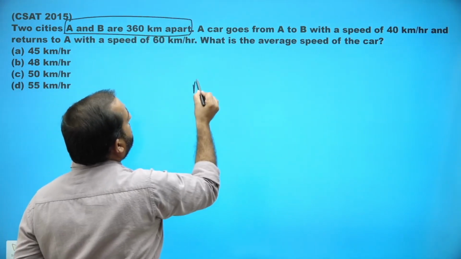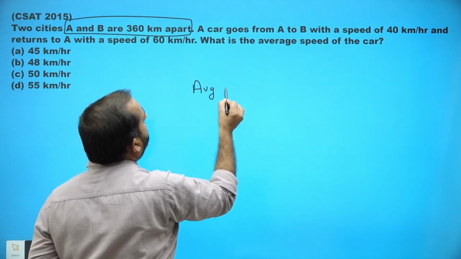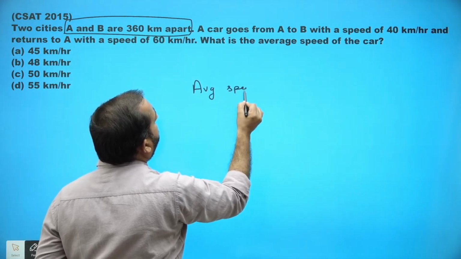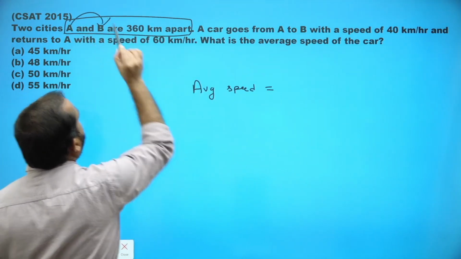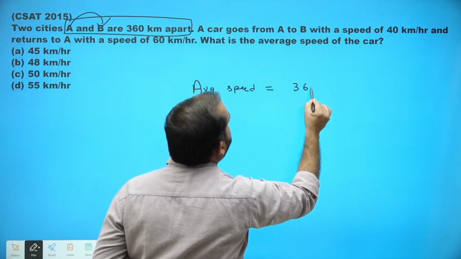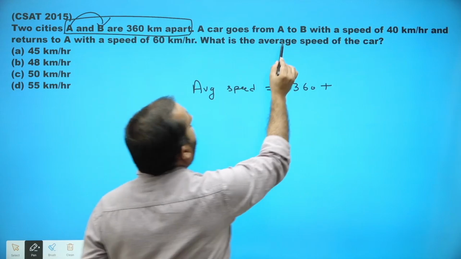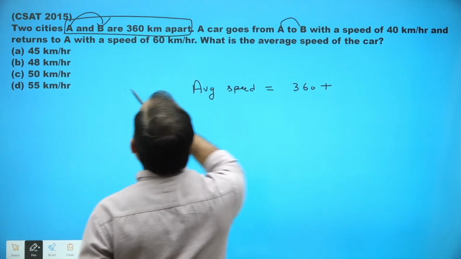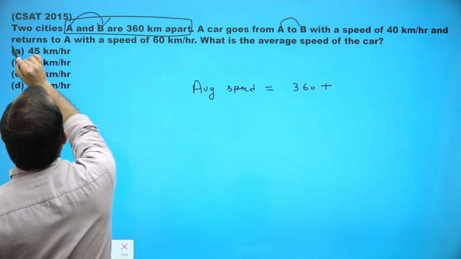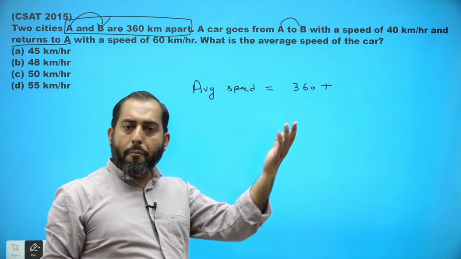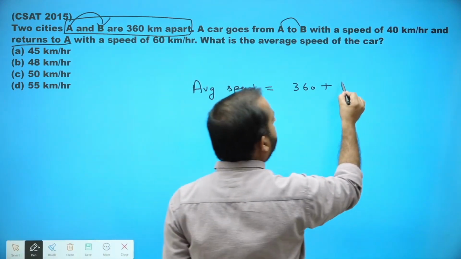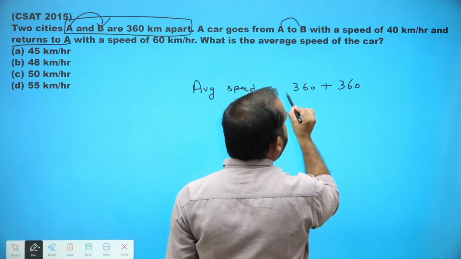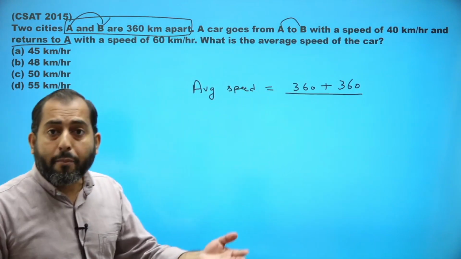Average speed is always equal to total distance traveled divided by total time taken. So the car went from A to B first. A to B distance is 360, and then returns to A from B. So A to B distance is 360, so definitely B to A distance should be 360. So total distance divided by total time taken.